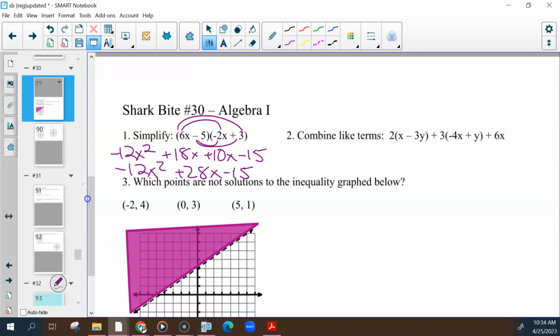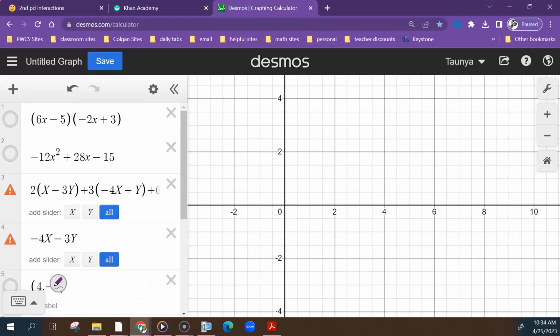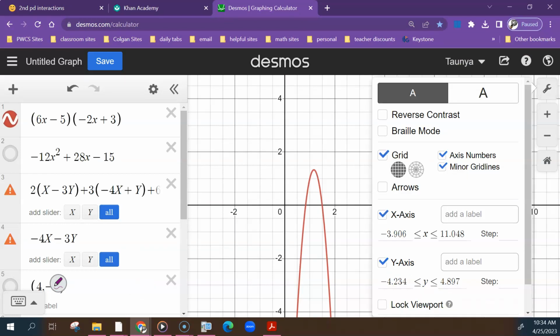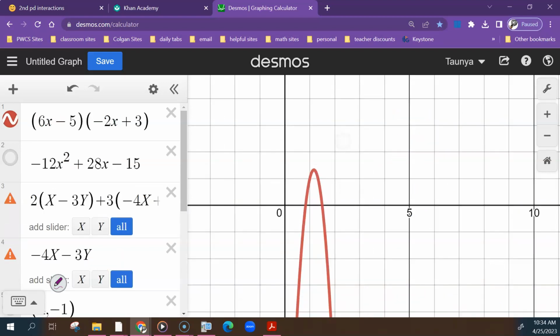If you put in the original and put in this answer, they should match up. So there's your original. And then here is your answer. It overlaps that. So that does match, so that is the correct answer for that.